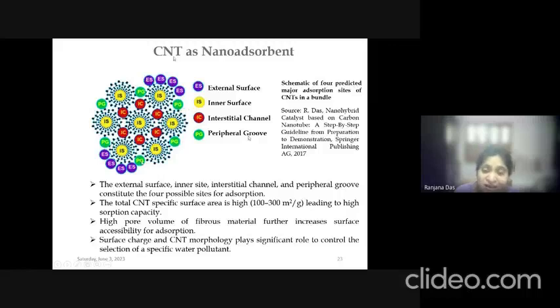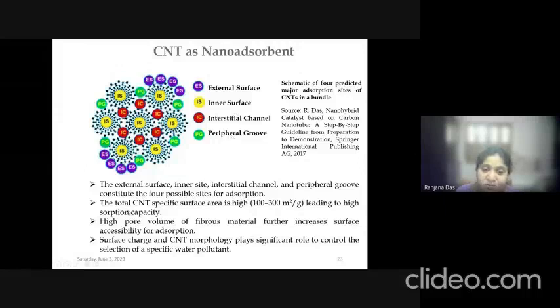So why is CNT a good absorbent? The carbon nanotube is unique because of the availability of all these four positions for the absorption. Compared to a single nanomaterial, this carbon nanotube is very unique because it provides us a very high surface area for absorption, and not only the surface area but other portions for this absorption.